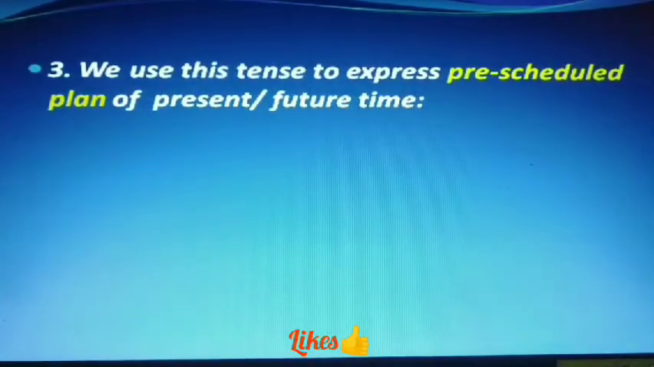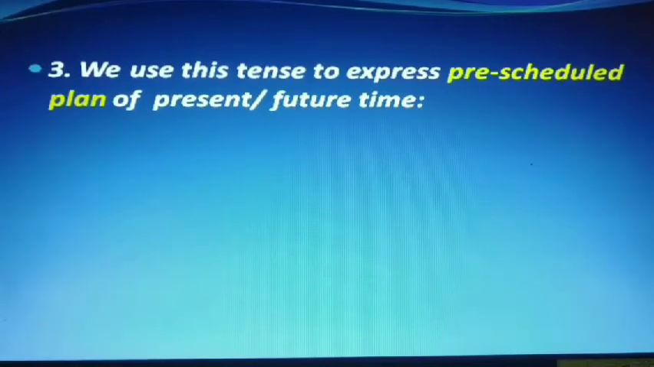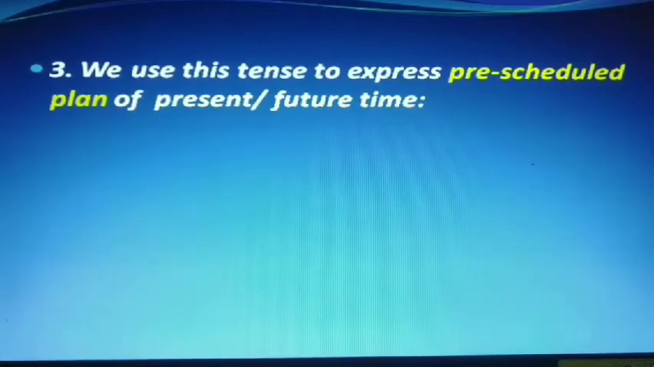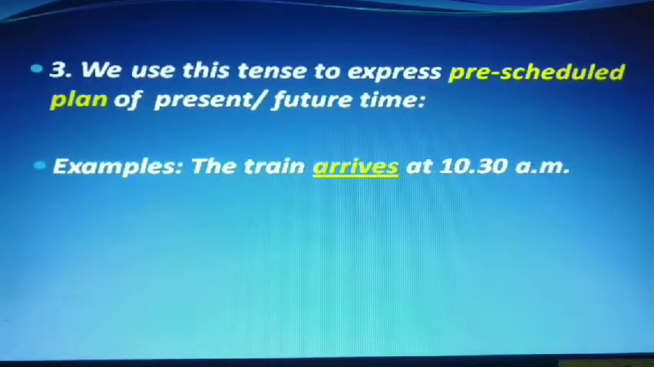Now the third point, we use this tense to express a pre-scheduled plan. Pre-scheduled, pre-planned, pre-decided plan of present or future time. Something is going to happen today, tomorrow, next week, next month or next year. It is pre-scheduled, planned, we planned it before. That is called a pre-scheduled plan of the present, or it may happen in the future time, we use simple present tense.